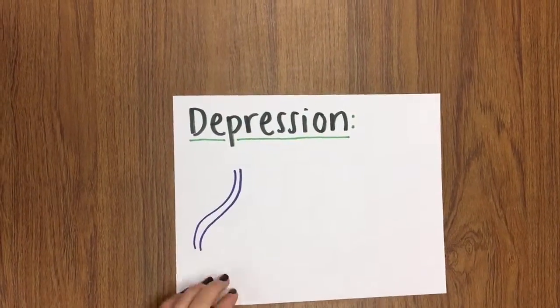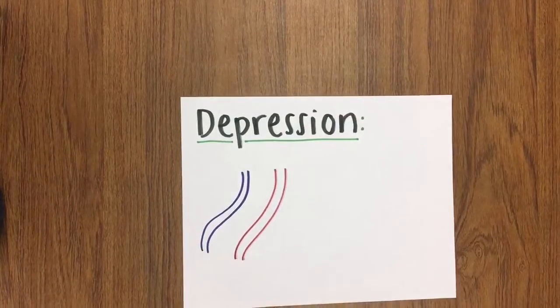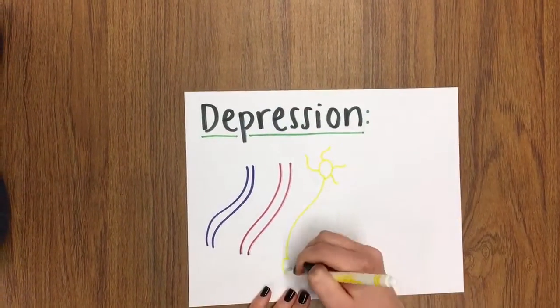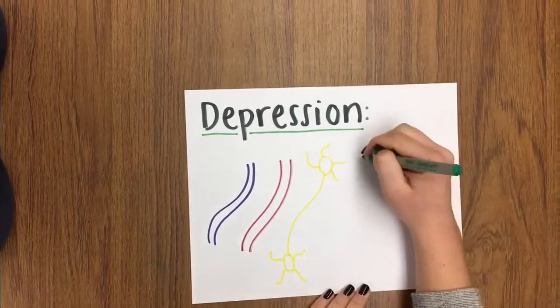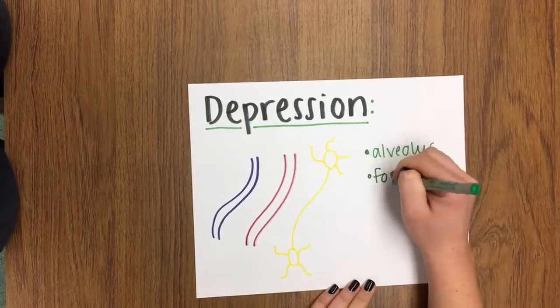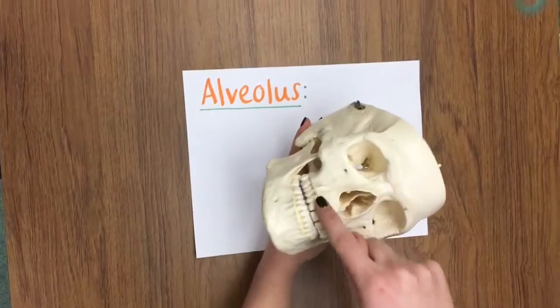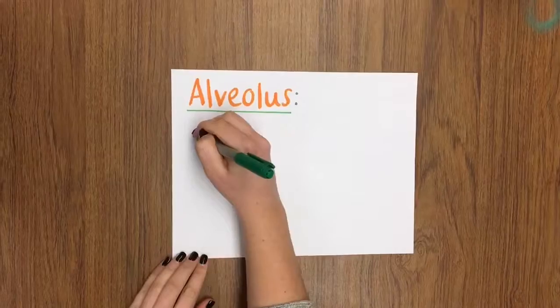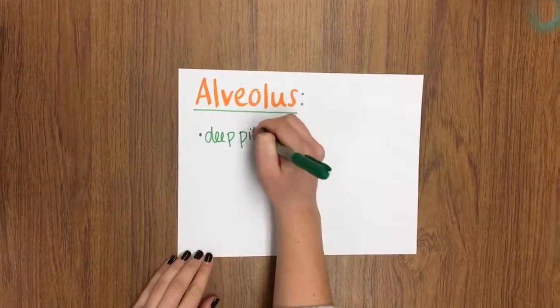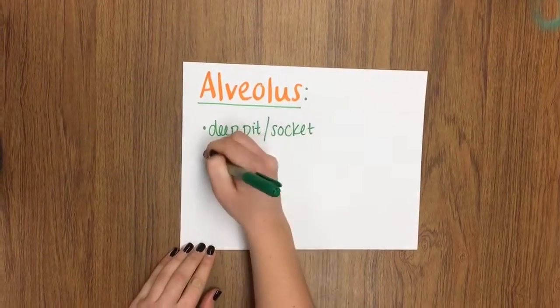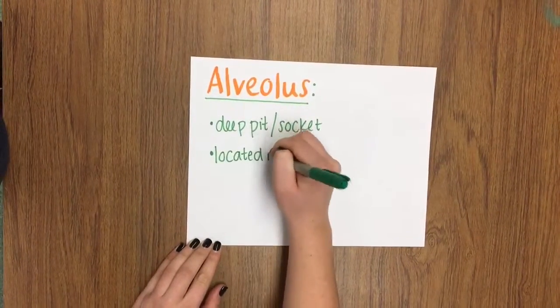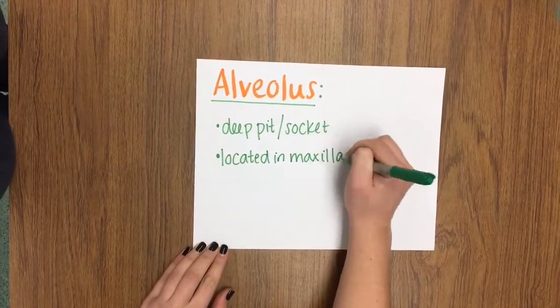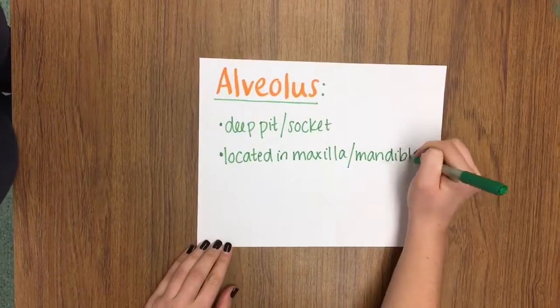The first type of bone marking is the depression. Depressions are often the sites where blood vessels and nerves travel. There are 3 types of depressions which we will examine today: the alveolus, the fossa, and the sulcus. An alveolus is a deep pit or socket in the maxilla or mandible. This is the arc that contains the teeth.